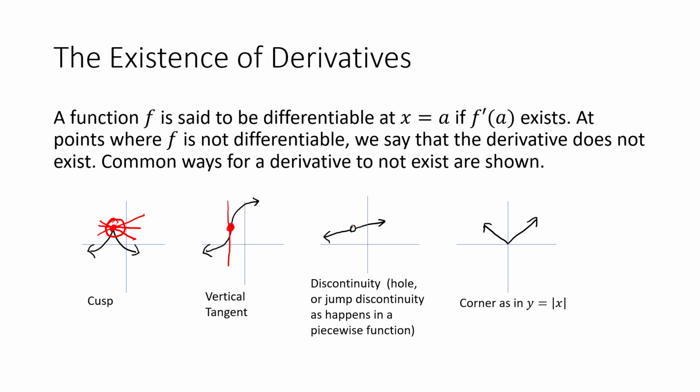Another example is a discontinuity or a hole. Let's say we have a hole. Well, there's no derivative value at the hole because there's literally no point. If we had a piecewise function instead, let's say something that looks like this with a jump, we would say that there was no derivative value at that x value either, at the x value of the jump. And finally, if there's a corner such as y equals absolute value of x, we say that there's no derivative value at the point of the corner.